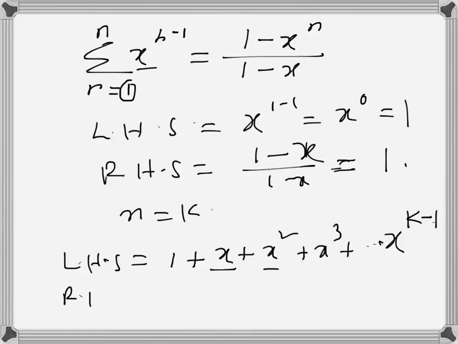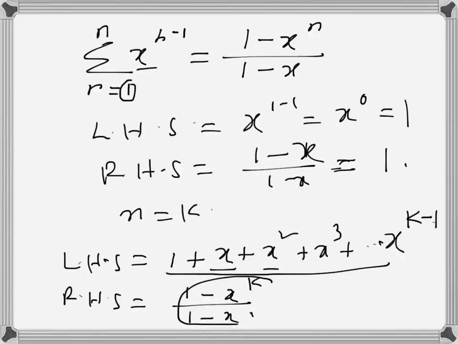And the right hand side, we are assuming that they will be equal, so that will be 1 minus x to the power k, over 1 minus x. So we are assuming that this one is equal to this one, and then with that assumption we see what happens when n is equal to k plus 1, whether we can prove the left hand side is equal to the right hand side. If we can do that, we will have proved that it's equal for all n.